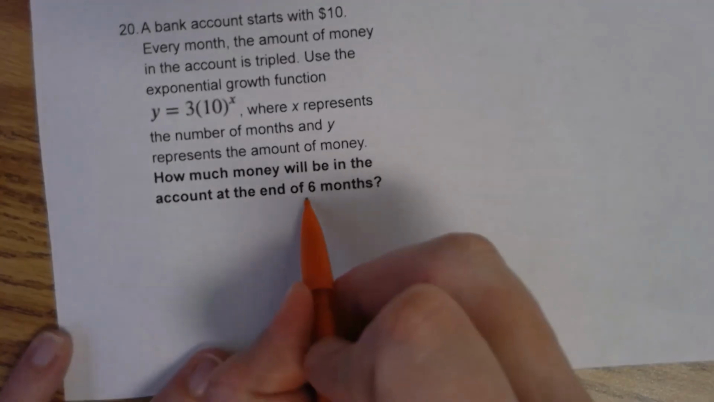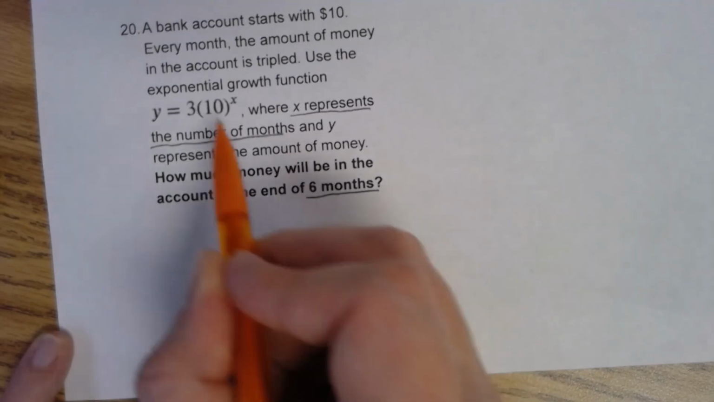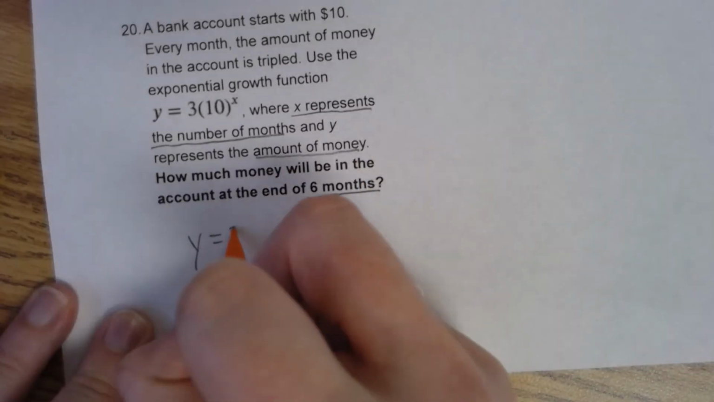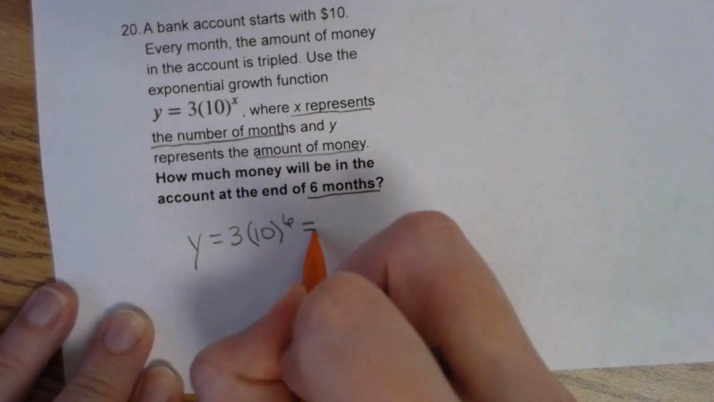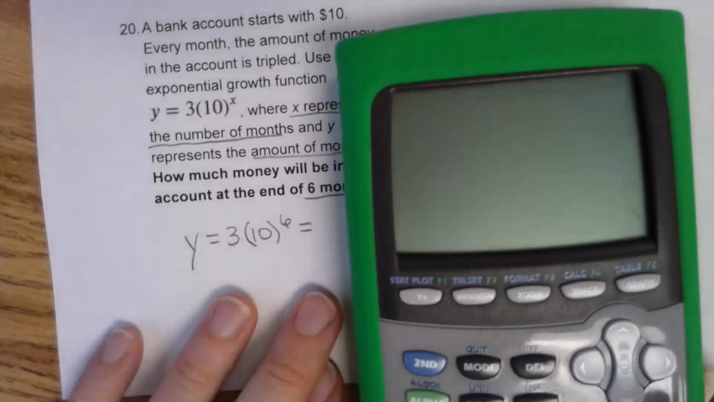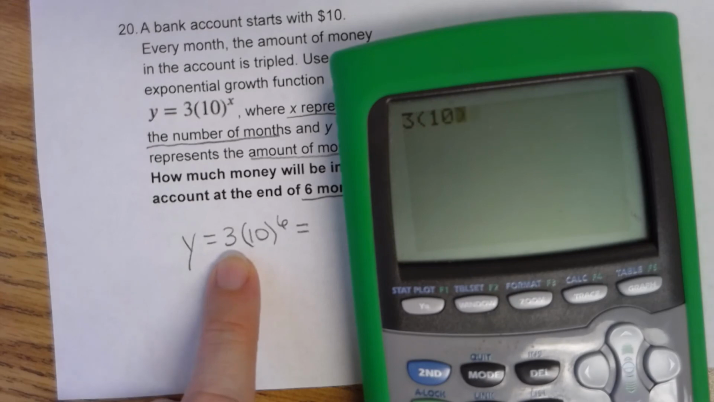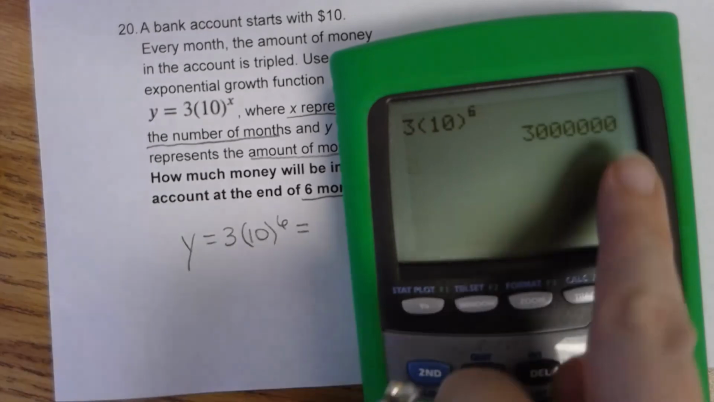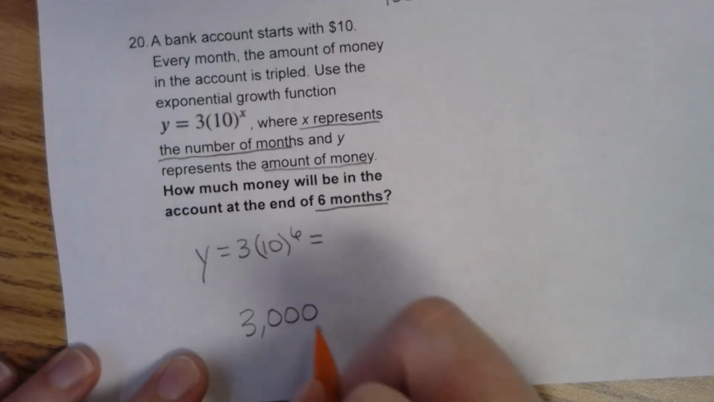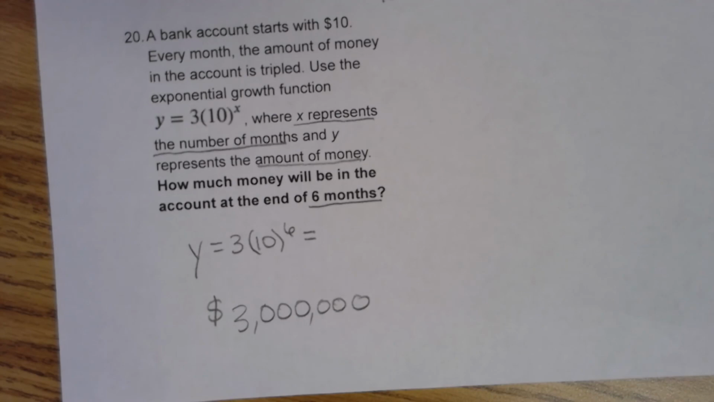So because X represents the number of months, we can plug in this 6 into our function and it will tell us the amount of money. So let's plug that in. Y equals 3 times 10 raised to the 6. Now you could work this out with order of operations. Of course, 10 to the 6 and then multiply that by 3. But we're also going to use this graphing calculator. So 3 times 10 raised to the 6th power. There's 1, 2, 3, 4, 5, 6 zeros. So that would be the amount of money at the end of 6 months.